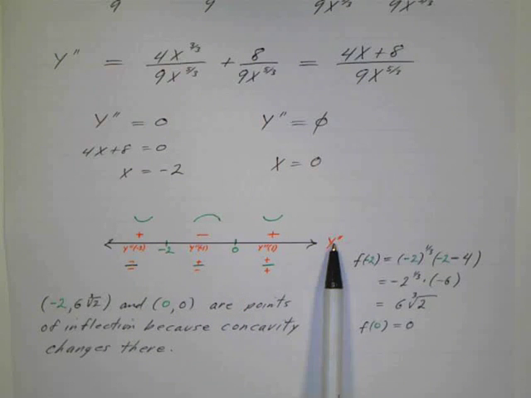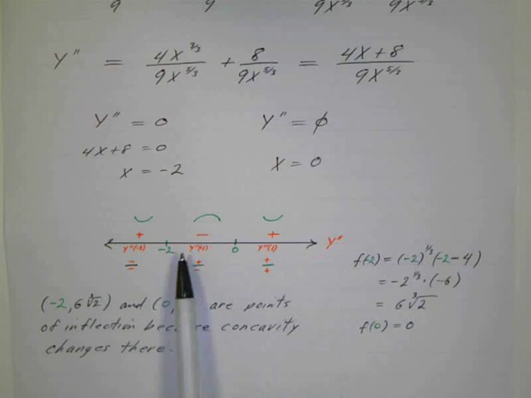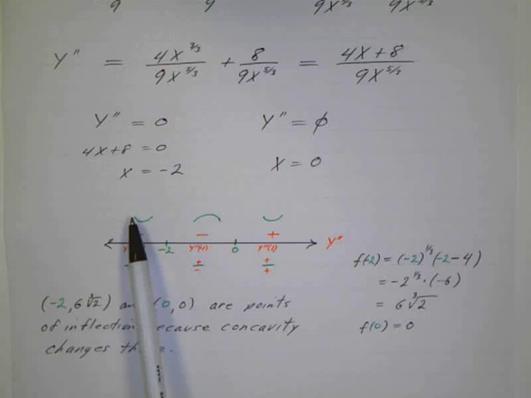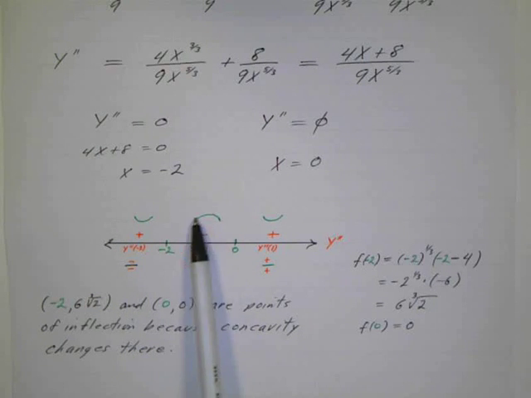So this is my second derivative test, and I'm checking for points of inflection, and these definitely are the x values of the points of inflection. What I did over here was find the y values, so these are the points. So I can say that (-2, 6 times the cube root of 2) and (0, 0) are points of inflection because concavity changes there. I go concave up, concave down, concave down, concave up. So I hope that helps.